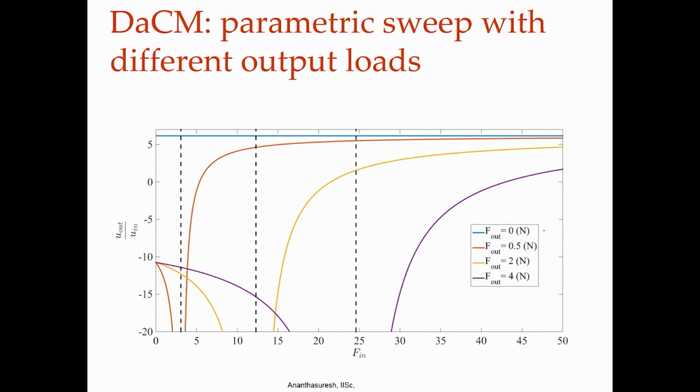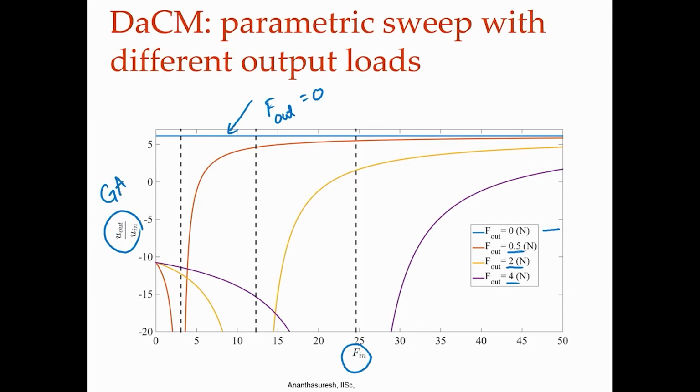For various output forces, the blue curve is no output force, and the others are 0.5 newtons, 2 newtons, 4 newtons, and various values of input force up to 50. You see what is happening. If I follow the no output force curve, F output is 0, there is no load. Then it has geometric advantage, U out by U in is a little more than 5.